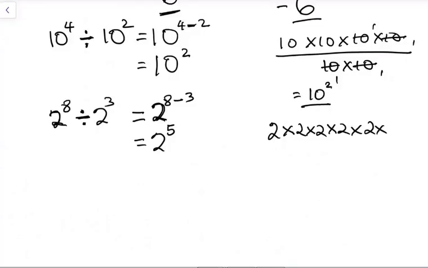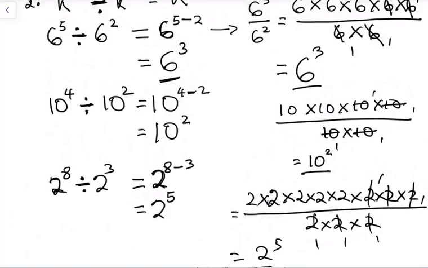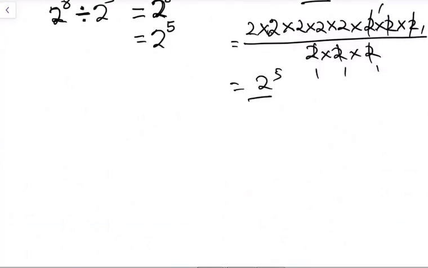2 multiplied by 2, 3, 4, 5, 6, 7, 8 over 2 times 2 times 2, 2 in 3 places. So by the time we cancel them out, you see what happens? 2 here, and how many 2 is left? 1, 2, 3, 4, 5. 2 raised to power 5. So you can see that this really agrees in this case.